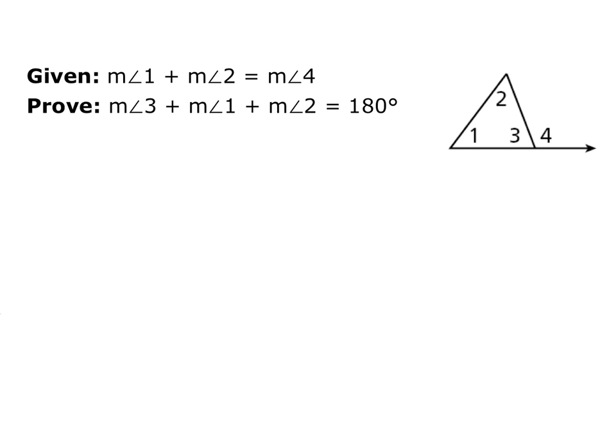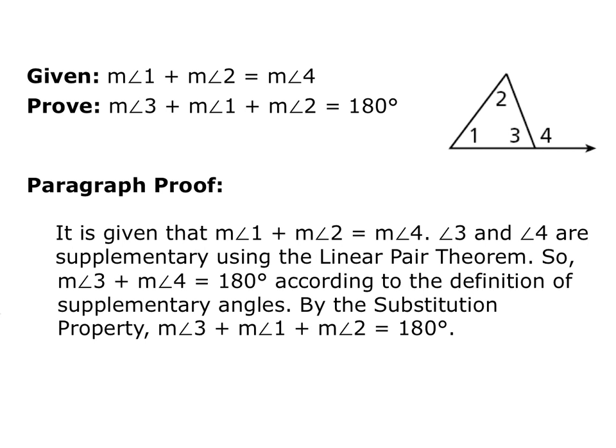We're going to be given that picture, and measure of angle 1 plus measure of angle 2 is going to equal measure of angle 4. That's what they said is special about this problem. You're trying to prove that the measure of angle 3 plus 1 plus 2, all three of those add to be 180. Here's how they get it done. Here's our paragraph. It looks like 4 sentences in a paragraph.